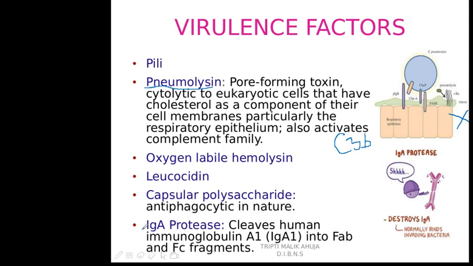A remarkable virulence factor is the IgA protease. It destroys the IgA, which is the immunoglobulin present in the mucosal secretions responsible for mucosal immunity. This IgA molecule, a dimer, gets cleaved into the Fab and the Fc portion, and it no longer kills the bacteria.